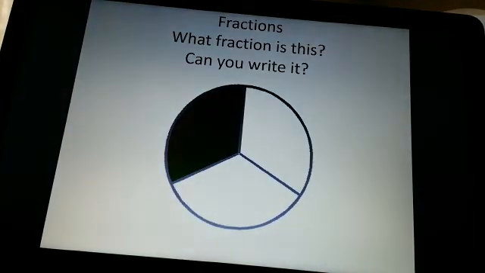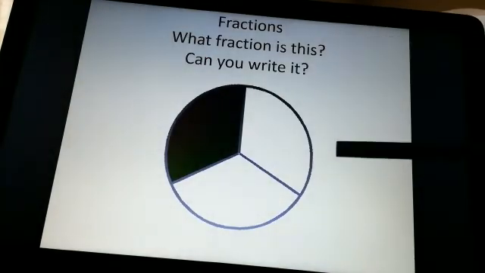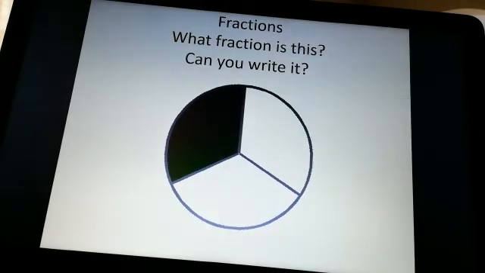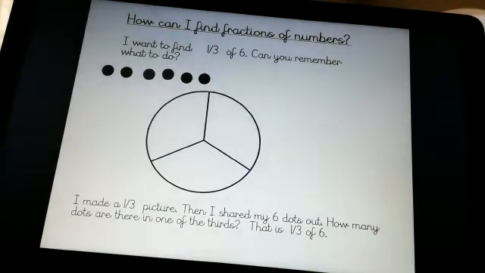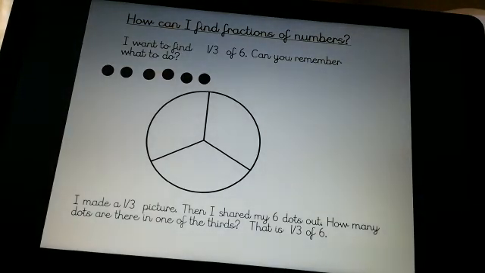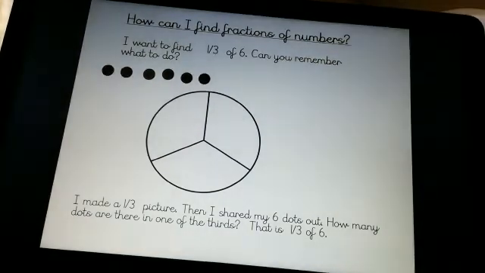Can you remember what fraction this is? It's a circle and it's divided into 3 equal parts and one of them has been shaded. So we've got 1/3. So how can I find fractions of numbers? So today I want to find 1/3 of 6. So can you remember what to do?